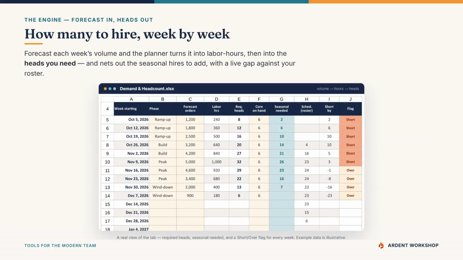It all starts on the Demand and Headcount tab. Enter each week's forecast and your core staff on hand, and the planner sizes the seasonal heads to add week by week. The peak row shows the most you'll need at once, which is your hiring target. And because it reads live from your roster, every week flags whether you've actually lined up enough people yet.